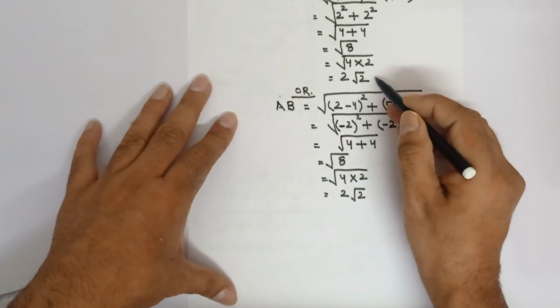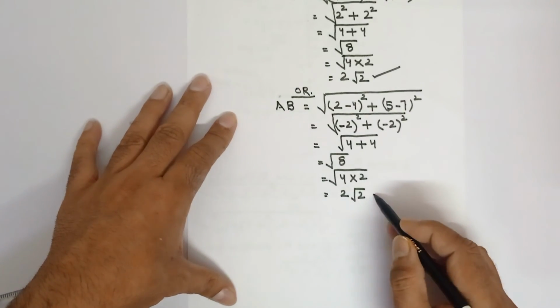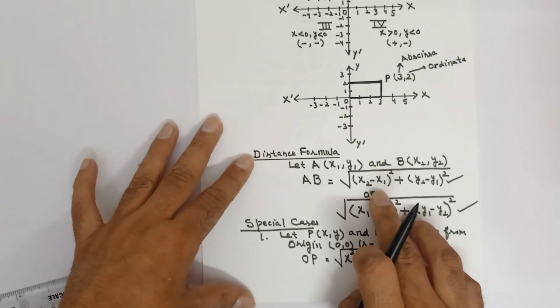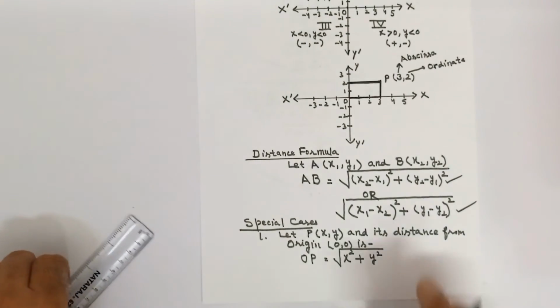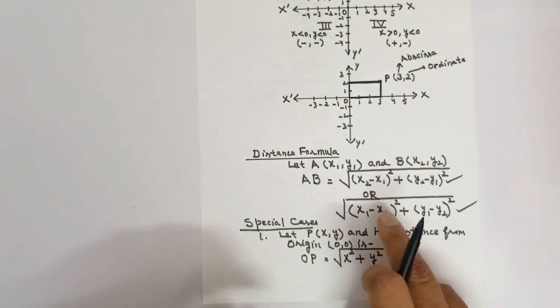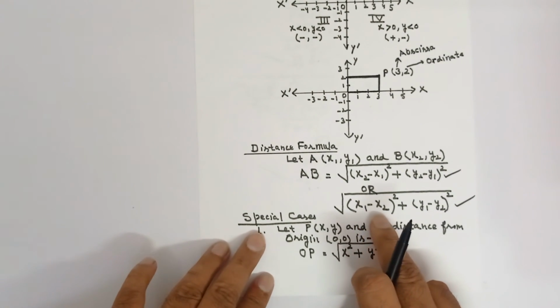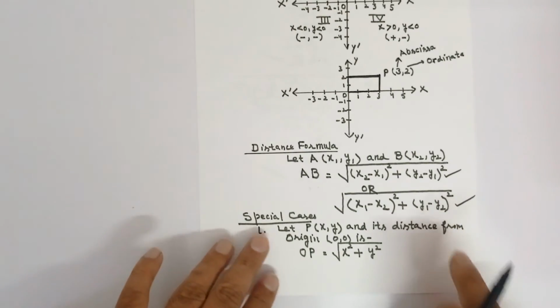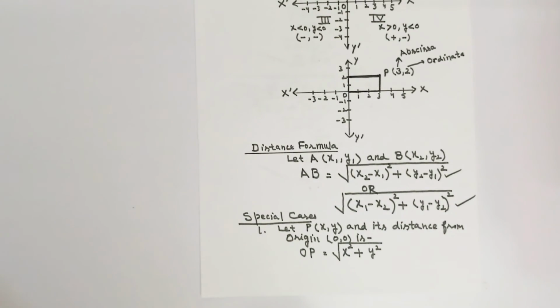So see, in this case and this case you have got the same result. So it means both formulae are correct. Either you may apply (x2 minus x1) whole square plus (y2 minus y1) whole square, whole under root, or you may apply (x1 minus x2) whole square plus (y1 minus y2) whole square.